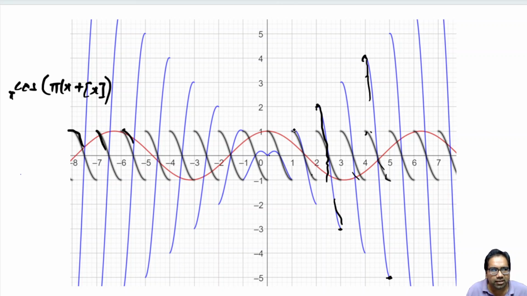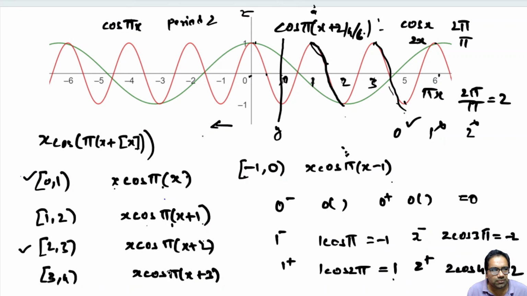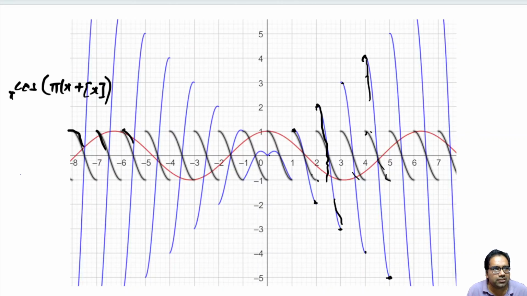Okay, so again the same thing. It is multiplied by 1 here, so that's why it is at 1, and it is multiplied by 2 here, that's why it is at minus 2. Minus 1 has gone to minus 2. Similarly, 1 is multiplied with 3, and here it is multiplied by 4. So 4 times minus 1 is minus 4. So basically, cos of π times (x plus greatest integer function of x) is actually a periodic one, like this.